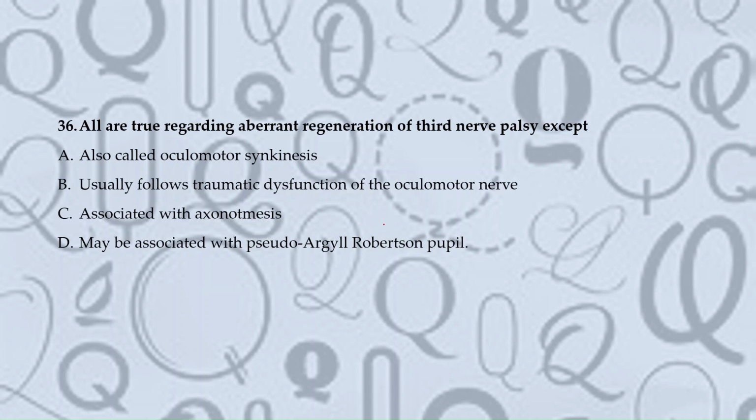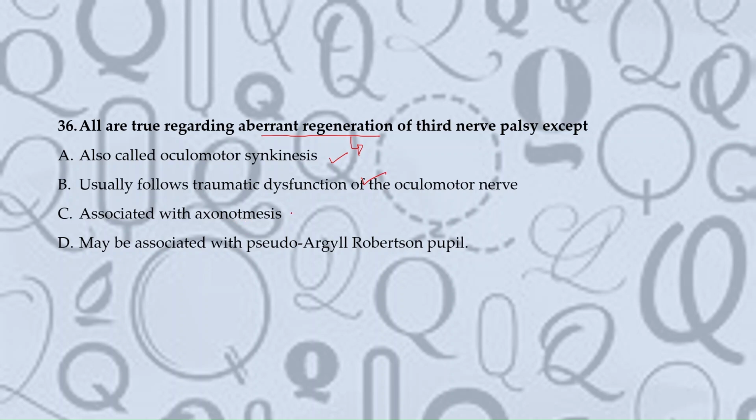All are true regarding aberrant regeneration of the third nerve palsy. So whenever there is an aberrant regeneration, realize that it is a transection or a trauma that has caused the initial problem, after which the regeneration is happening in a haphazard fashion. Okay, so this is also known as oculomotor synkinesis because one movement is associated with another movement. Usually follows traumatic dysfunction of the oculomotor nerve, correct? So we are looking for something false here.